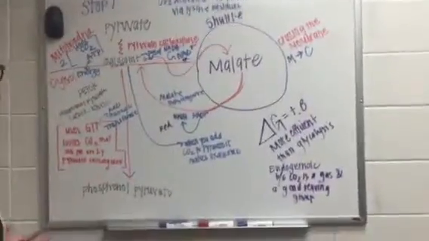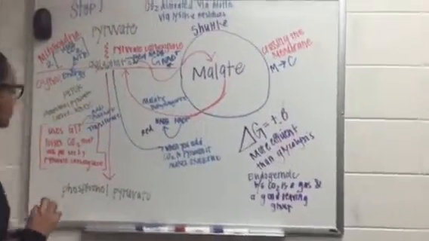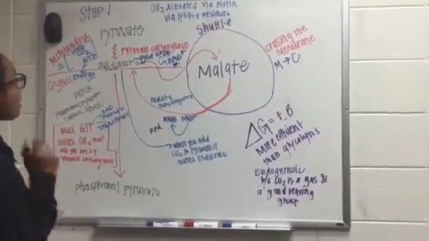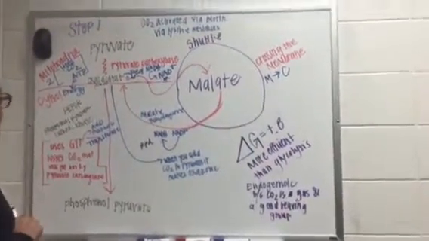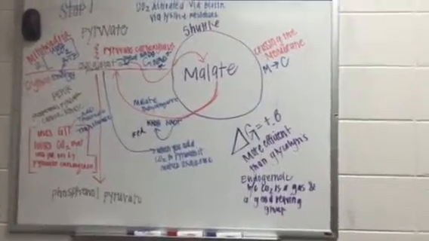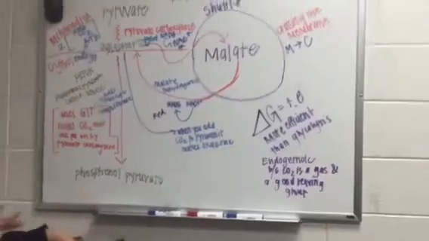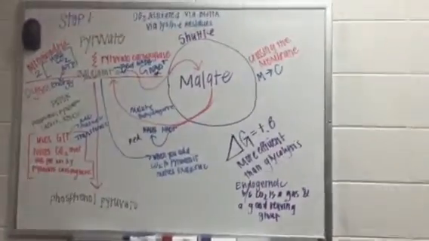One step of gluconeogenesis is from pyruvate to phosphoenolpyruvate. You go from pyruvate to oxaloacetate by pyruvate carboxylase, and what that does is add a CO2 to pyruvate. Now you're still in the mitochondria, but you need to get into the cytosol of the cell.